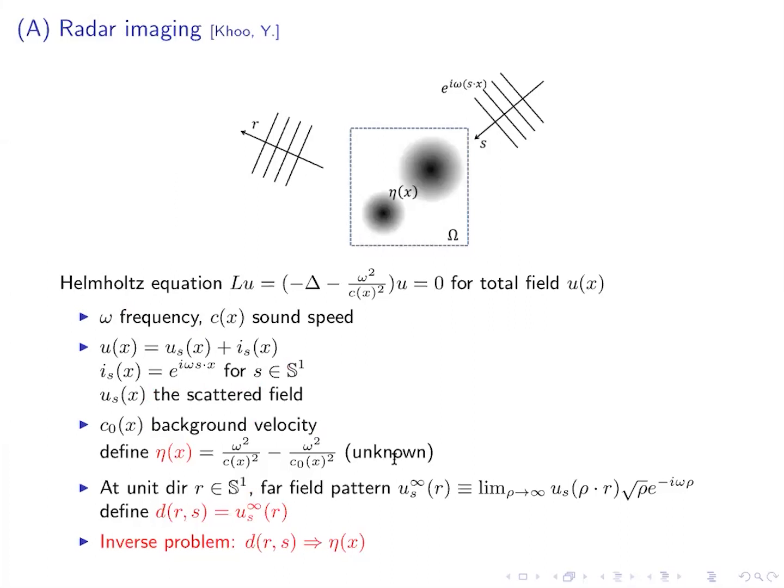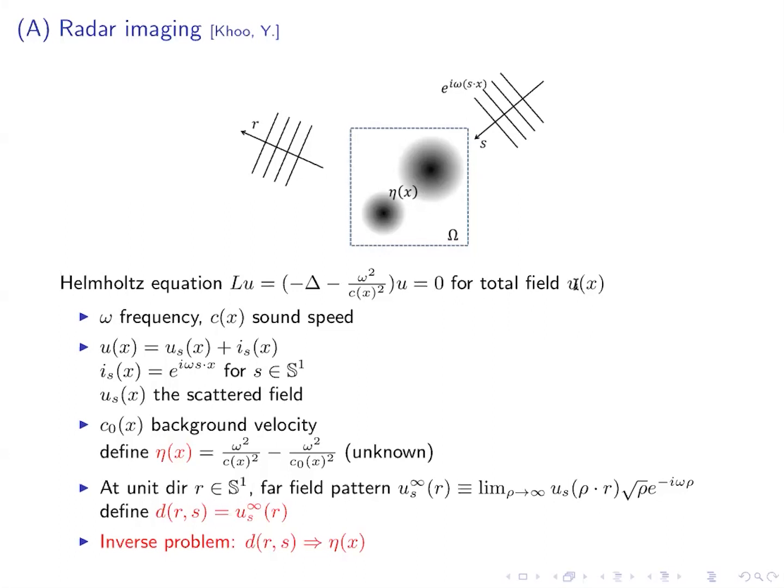The first application is something we call radar imaging. There are various different setups of radar imaging, but here we consider only the simplest setting, which is so-called acoustic scattering. Real radar imaging is electromagnetic, but to simplify, let's consider acoustic. The physics is modeled by the Helmholtz equation, which is the operator L u = minus Laplacian minus omega squared over c squared, times u, is equal to 0.